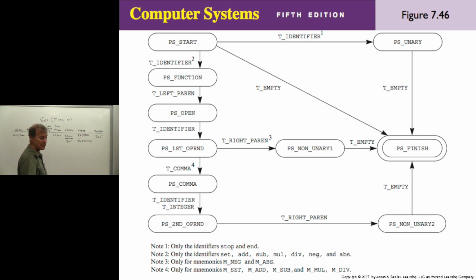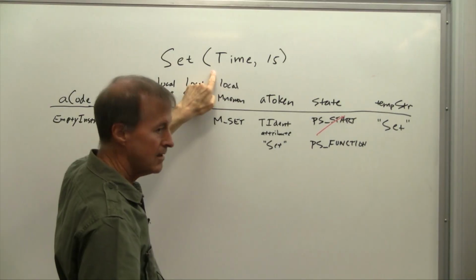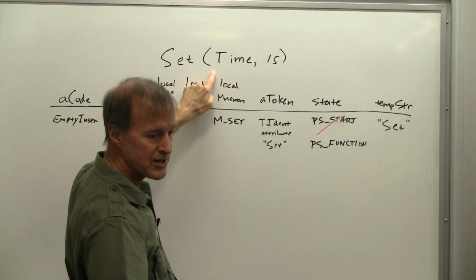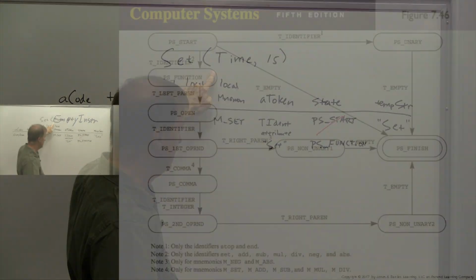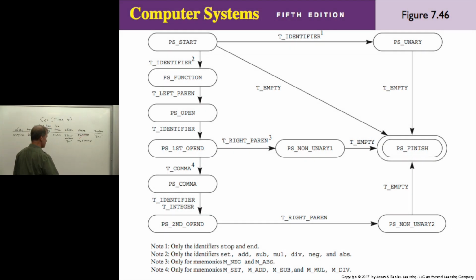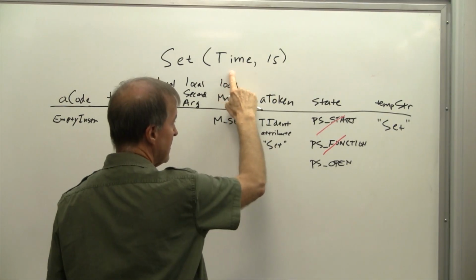So it will be in PS function, and when we're in PS function, what will the tokenizer give us for the next token? It'll give us a left paren. Then according to figure 7.46, where will we go? So this PS function will change to what? What does it say there on the figure? PS what? Open is right. You see that? And then it'll get the identifier. Another identifier will be what?